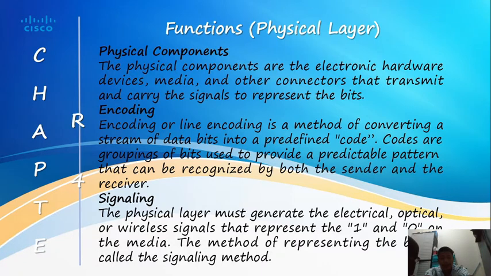What is encoding? Encoding, or line encoding, is a method of converting a stream of data bits into a predefined code. Codes are groupings of bits used to provide a predictable pattern that can be recognized by both the sender and the receiver. Next is signaling. The physical layer must generate the electrical, optical, or wireless signals that represent the 1 and 0 on the media. The method of representing the bits is called the signaling method.